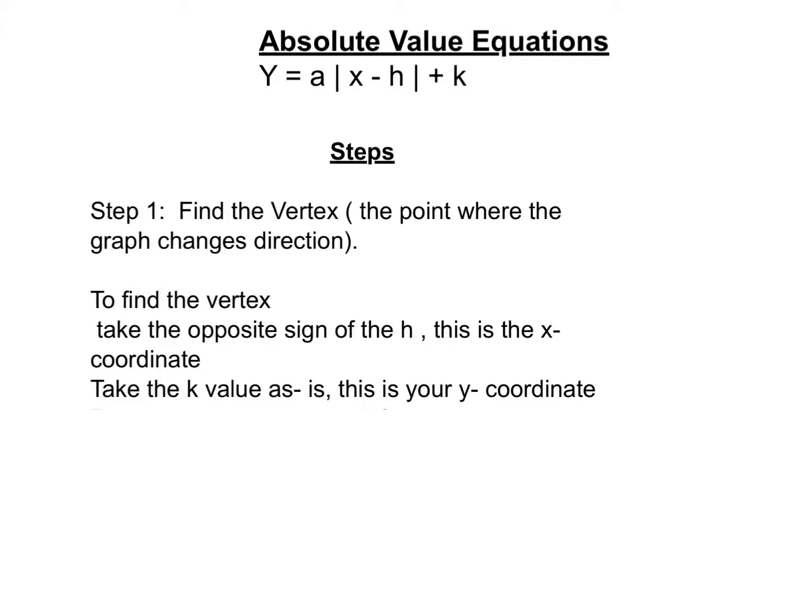Now, as we were discussing, the first step in graphing an absolute value equation is you have to find the vertex. So again, we're going to take the opposite. It's the point where the graph changes direction. So we're going to take the opposite sign of the h value, and this is going to be the x coordinate of the vertex, and then we're going to take the k value as it is, and this is your y coordinate of the vertex. Pretty simple.